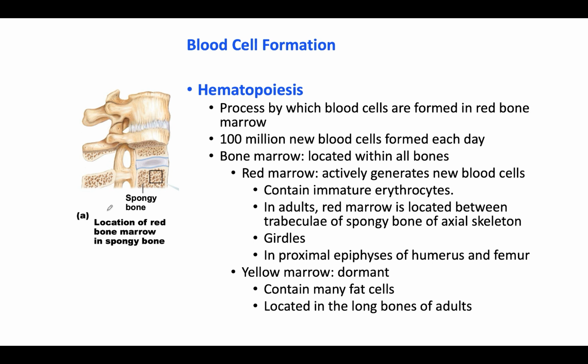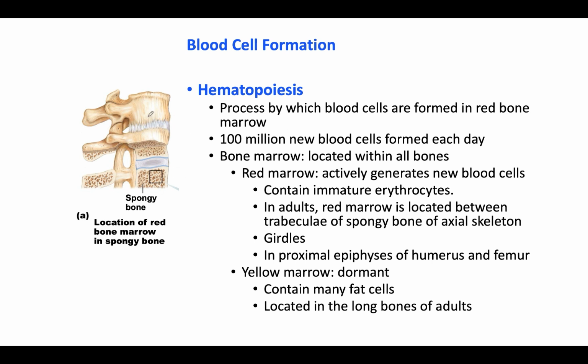How are blood cells formed? The process of blood cell production is called hematopoiesis. In the fetus, hematopoiesis occurs in the liver, thymus, spleen, lymph node, and red bone marrow. After birth, hematopoiesis is confined primarily to red bone marrow.